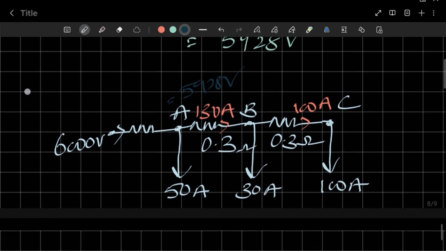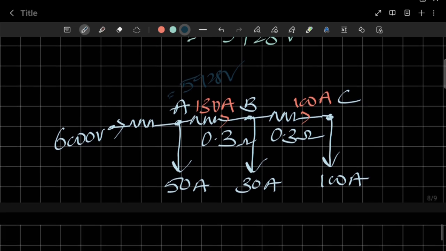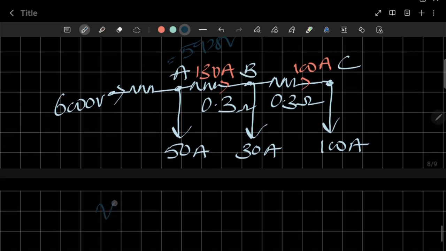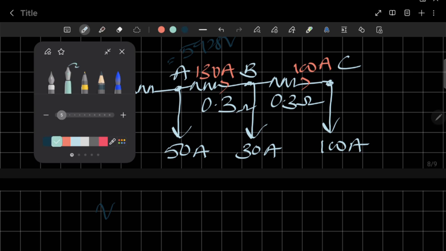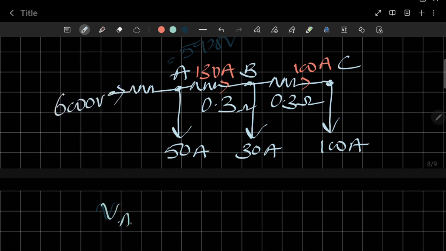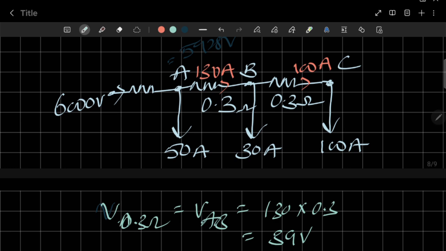The voltage across 0.3 ohms, that means I'm calculating the voltage from A to B. We know the current passing through 0.3 ohms, that is 130 amps. So 130 into 0.3, if you perform, you will get the voltage across this 0.3 ohms. So the voltage across the 0.3 ohms, or the voltage from A to B, is equal to 130 as the current and 0.3 as the resistance. Ohm's law. Simply you will get the voltage across this one, that is 39 volts.